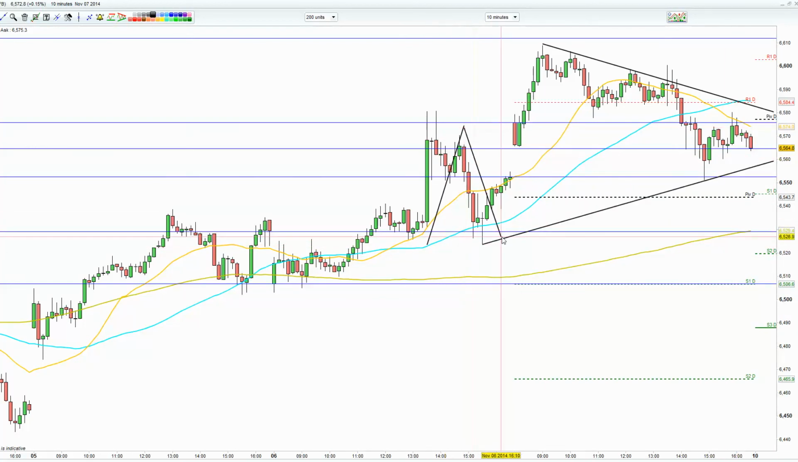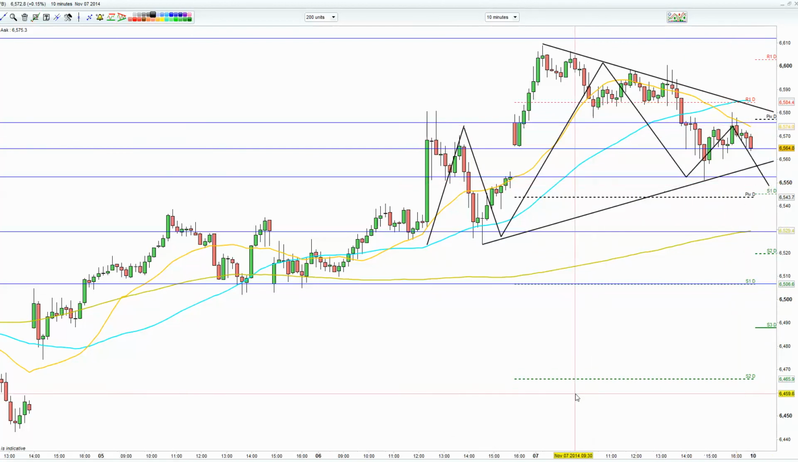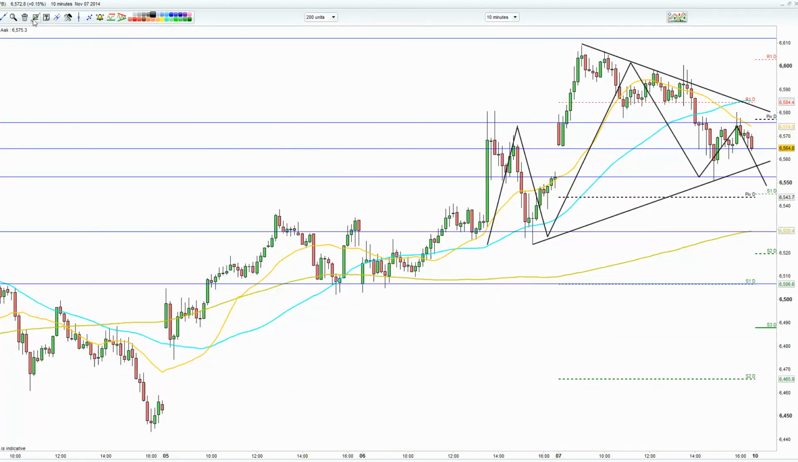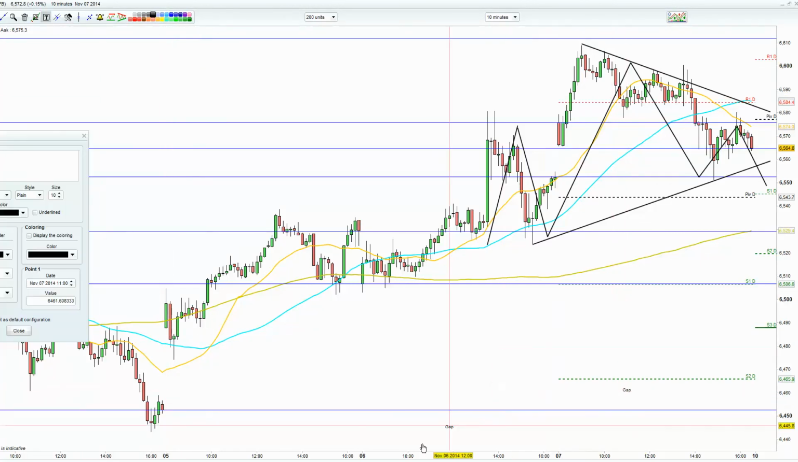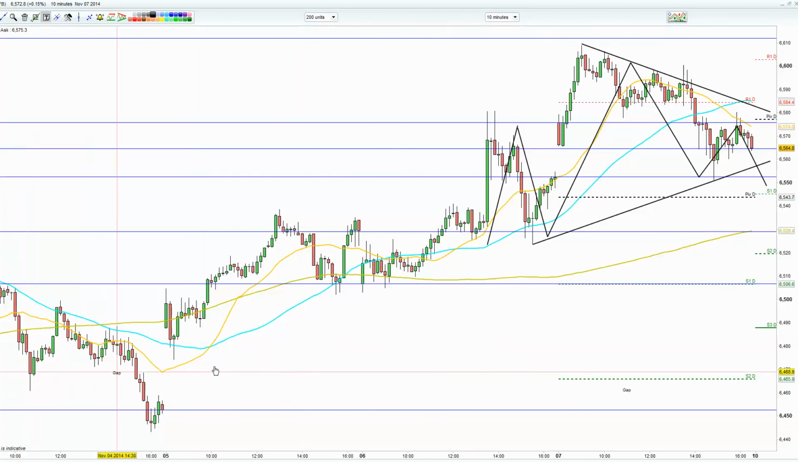Same thing on the 60-minute chart. Obviously, there we go, bang, bang, bang, and down we go. That's basically what we're looking for. And the 10-minute chart is the same as the 60-minute. We've got an unfilled gap below. That's not going to be of any assistance at all. So it's all about this gap at 6450. So watch out for 6450 next week, folks.